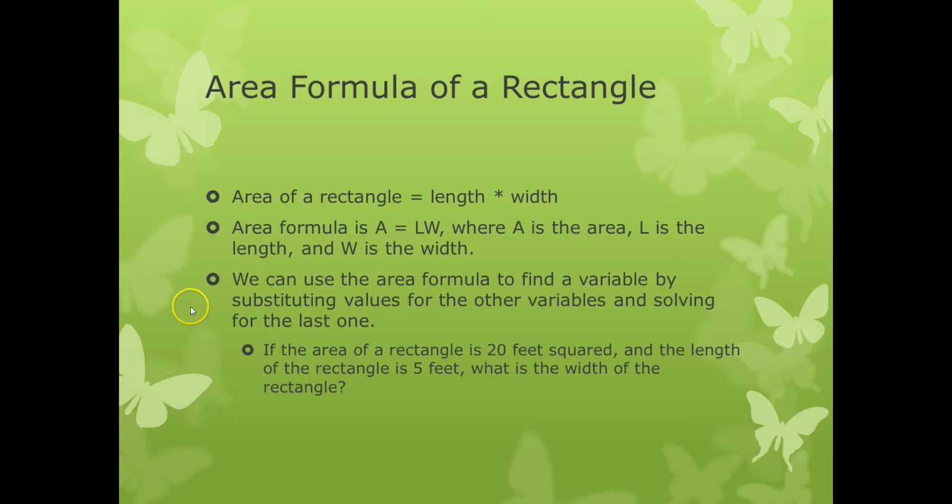So the area formula of a rectangle, as you already know, the area of a rectangle is equal to the length times the width of the rectangle. So the formula is just A equals LW, where A is area, L is the length, and W is the width.